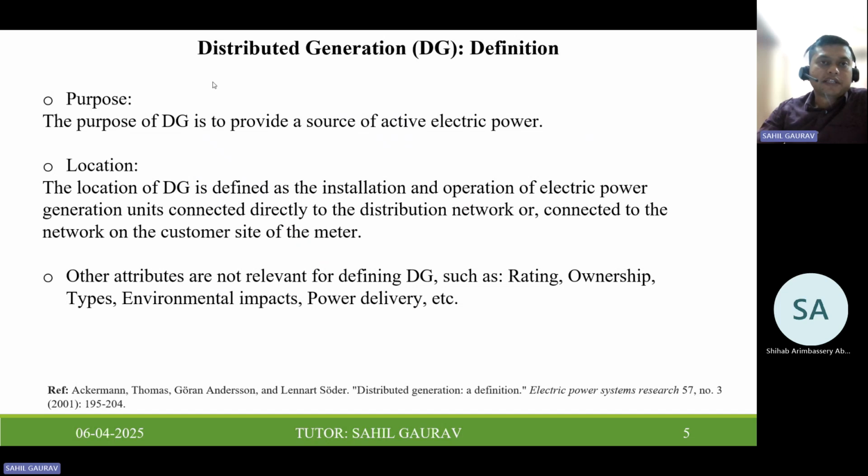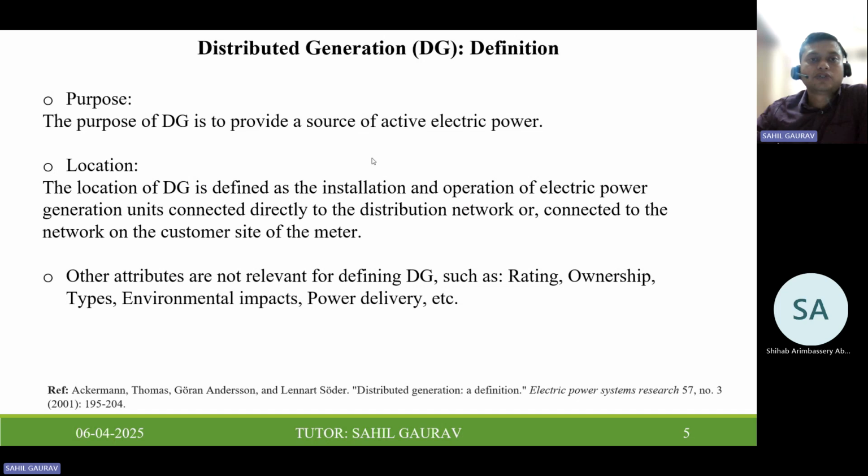So how can you define distributed generation? There are two attributes that are basically used to define distributed generation, and these are purpose and location. Purpose and location are the main two attributes by which we define distributed generation. Generation means it is a source of active electric power. So the purpose is defined.